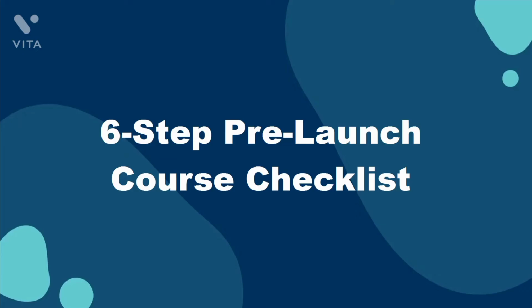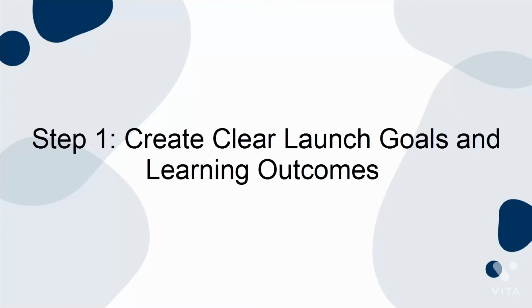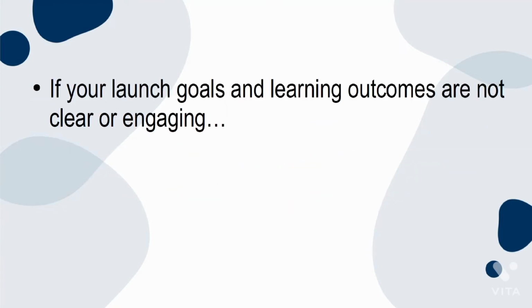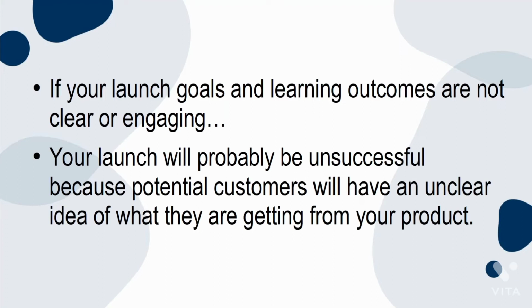In this tutorial, I will provide you with a 6-step pre-launch course checklist. Using this checklist, you can ensure that your online course launch goes on without a hitch. Let's get started. Step 1. Create clear launch goals and learning outcomes. These goals and learning outcomes will ensure that you are kept on track and that the students have a clear idea of what the course is about. If your launch goals and learning outcomes are not clear or engaging, your launch will probably be unsuccessful because potential customers will have an unclear idea of what they are getting from your product.